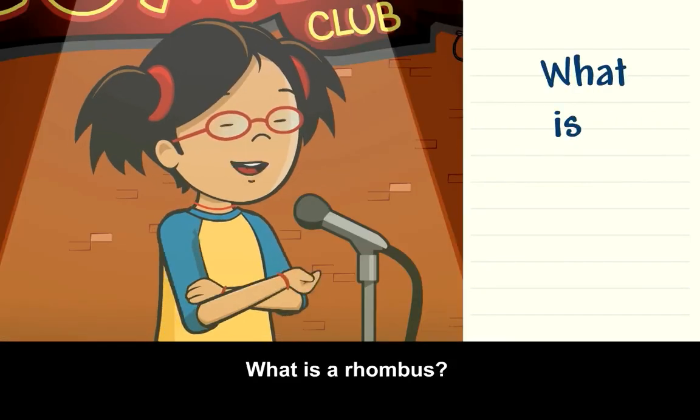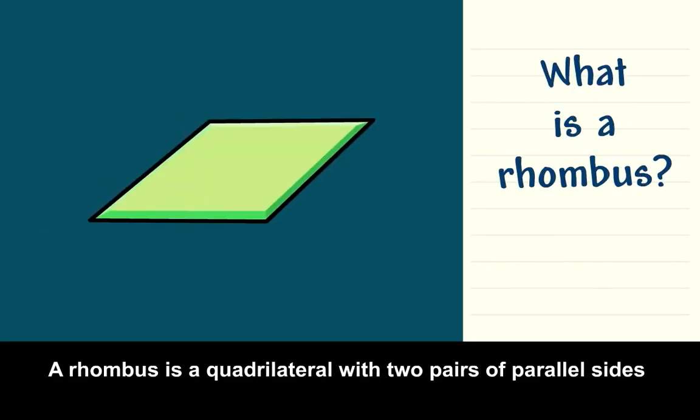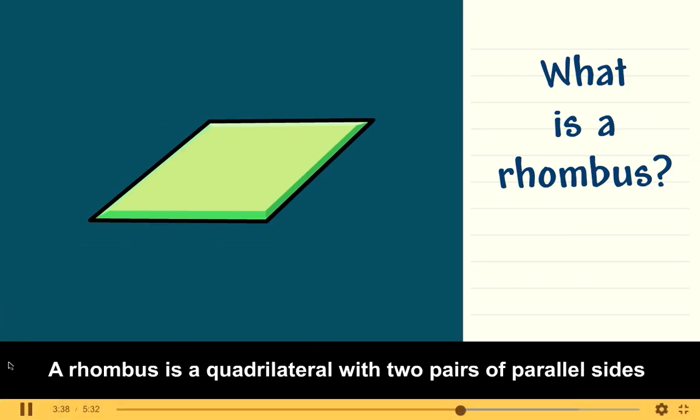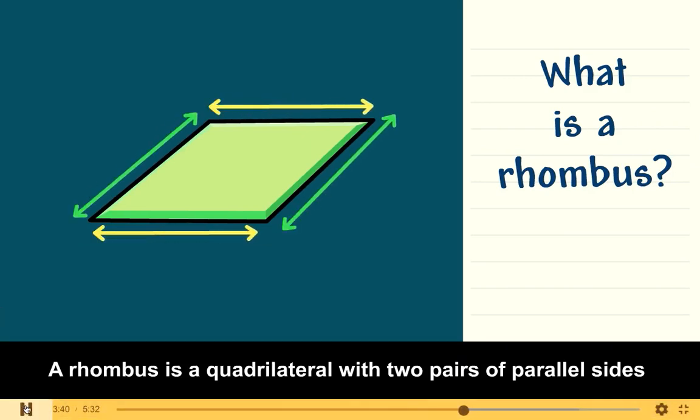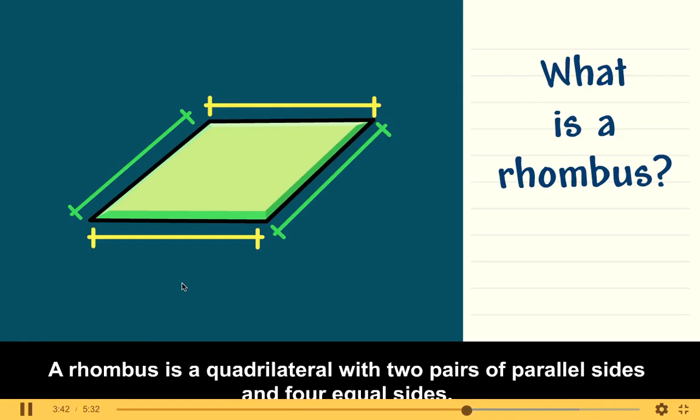What is a rhombus? A rhombus is a quadrilateral with 2 pairs of parallel sides. Now, when you were in preschool, you might have been told that this is a diamond. There are no diamonds in shapes. So a diamond, if you ever see one, is always a rhombus. And 4 equal sides.